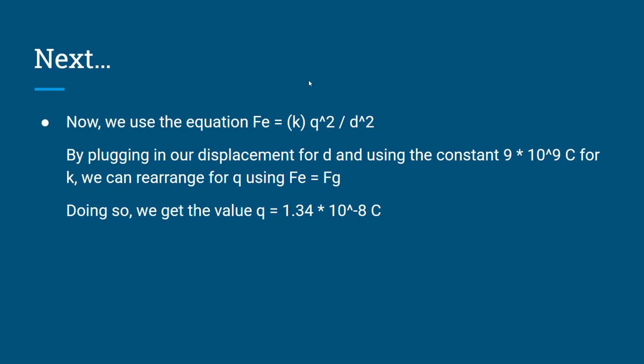Now, our goal is to determine the charge of one of our pieces of tape, so we want to solve for this Q value right here. Now, we're assuming that the two pieces of tape have the same charge, which is why this is Q squared and not Q1 times Q2. After some rearrangement and solving for Q, we set our D value equal to 0.003, which is what we calculated. We found that our Q value is 1.34 times 10 to the negative 8 coulombs.